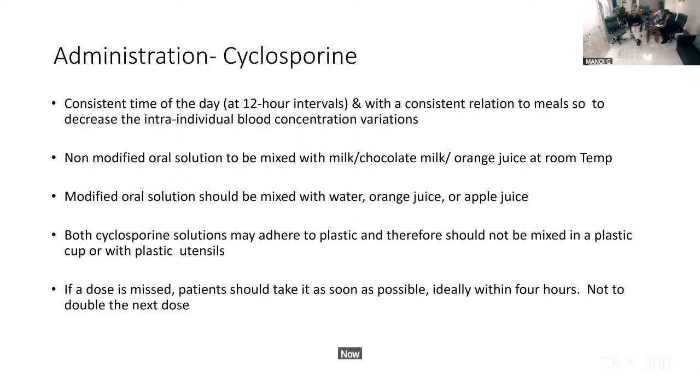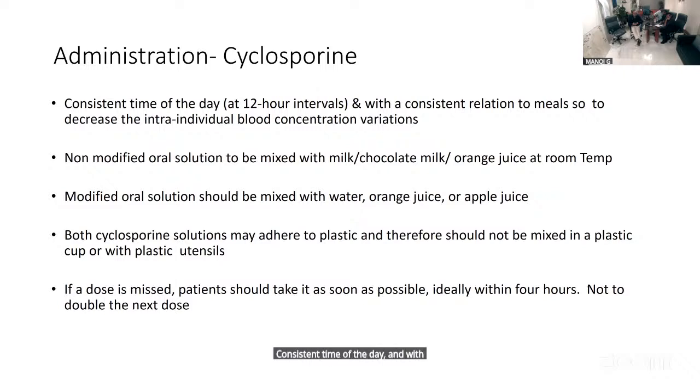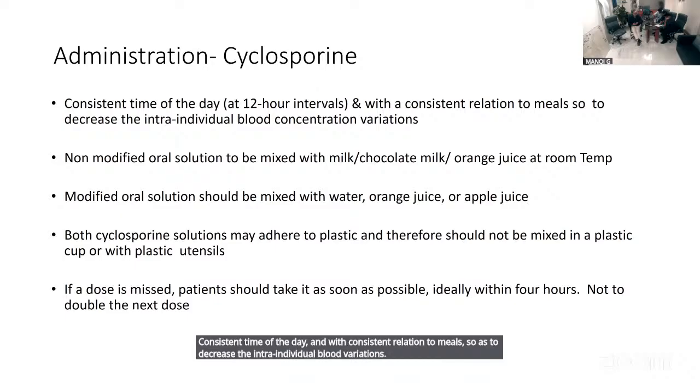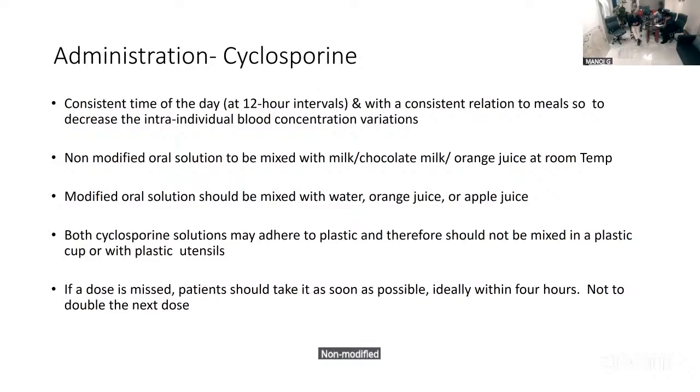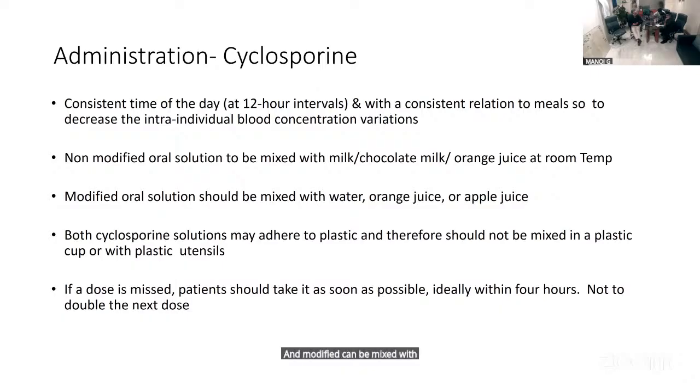Now, next is how to administer. First is cyclosporin. Obviously, you have to give at a 12-hour interval, consistent time of the day, and with consistent relation to meals, so as to decrease the intra-individual blood variations. Non-modified form, that is Sandimune, to be mixed with milk, chocolate, or orange juice at room temperature. And modified can be mixed with water, orange juice, or apple juice. Both cyclosporin forms adhere to plastic, and they should not be used in a plastic cup or even stirred with plastic utensils.